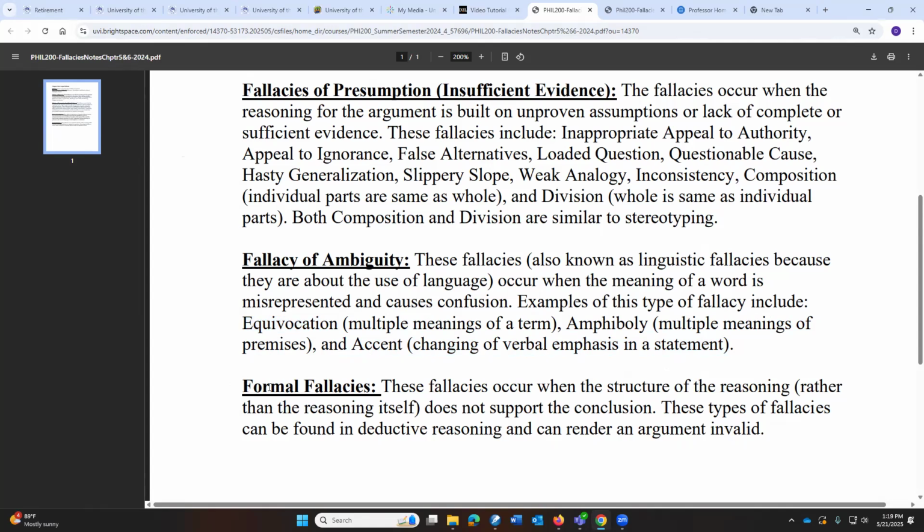And then finally, the formal fallacies, which I said really involve deductive reasoning. This is about the structure of the argument rather than the things in the argument. All right, it doesn't support the conclusion. In other words, our premises aren't actually set up to lead to a conclusion. It's not about a problem with the premises and the evidence. It's about the way that we put it together, that it doesn't really work that way.